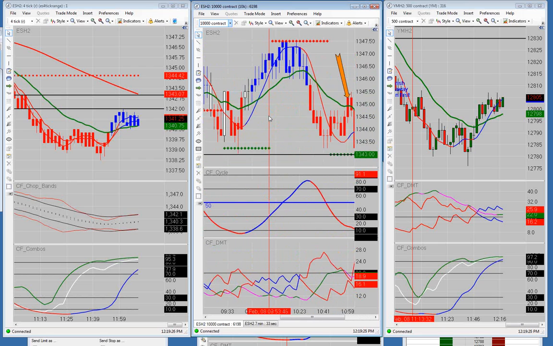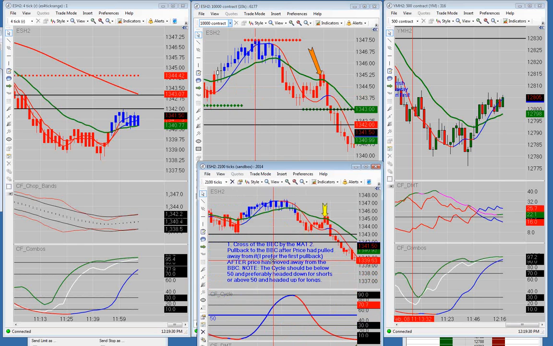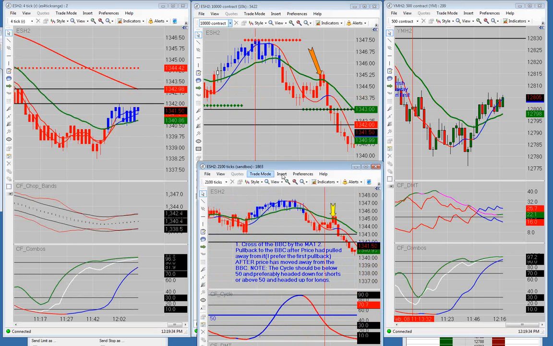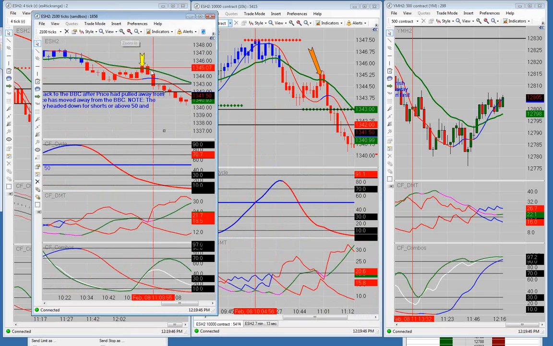Okay, so I'm gonna scroll back here. This is the 10,000 contract chart, and I'm also going to show the 2100 tick chart because we had a trade come together in the same place on both charts. Let me just show that trade. Okay. It was right here.